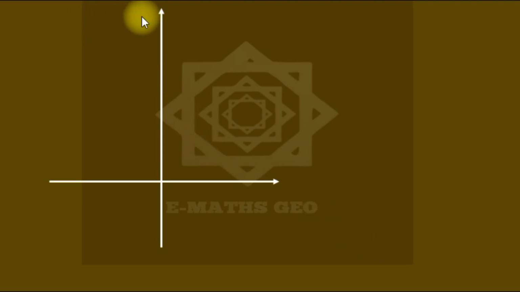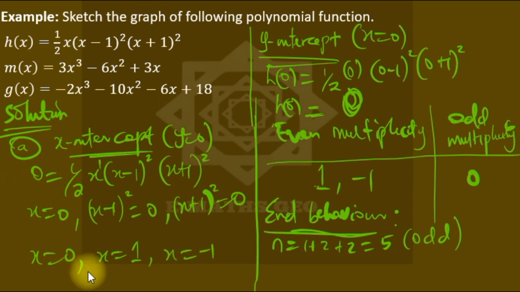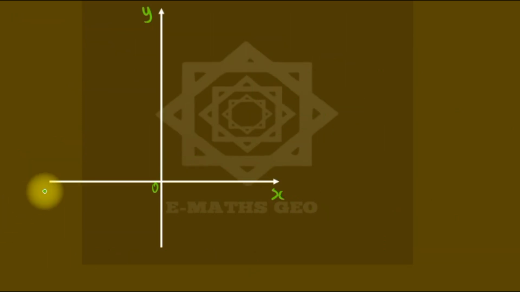So we are graphing. Let's label the axes: y and x, and the origin. We're going to use everything we've done. The x-intercepts, I think we got them as minus 1, 0, and 1. These are where it will either cross or touch.